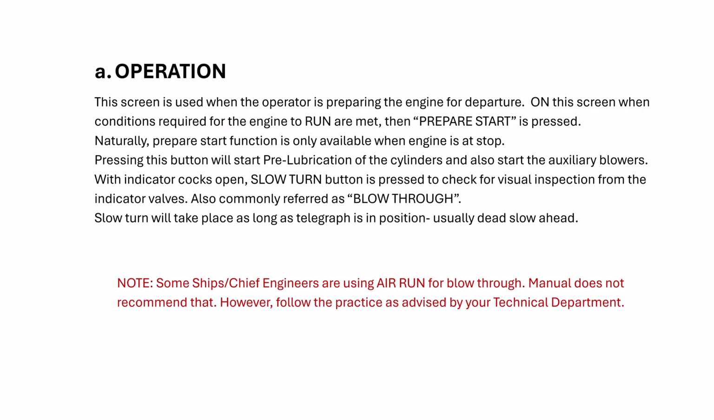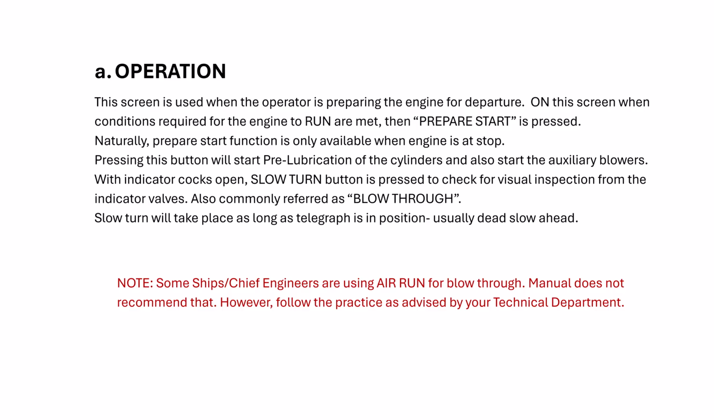Here I want to make a point that some chief engineers are using air run to blow through. Air run is different. The manual does not recommend that. However, follow whatever practice is advised by your technical department. My suggestion is use slow turn for blow through. Another thing is air run can only be used in the chief mode. That means access mode has to be taken to the chief mode. Use the password and go to chief mode. Then only you can use your air run.